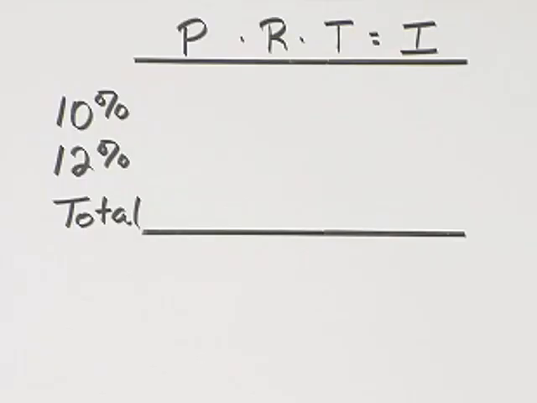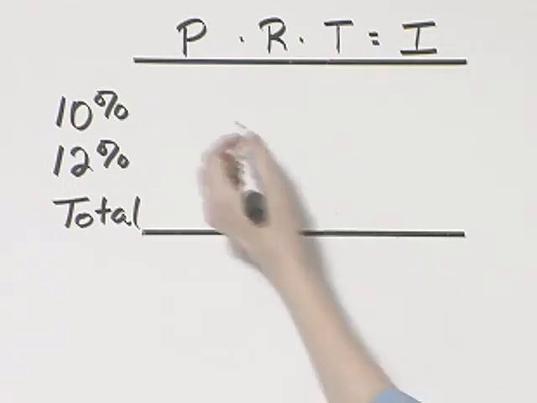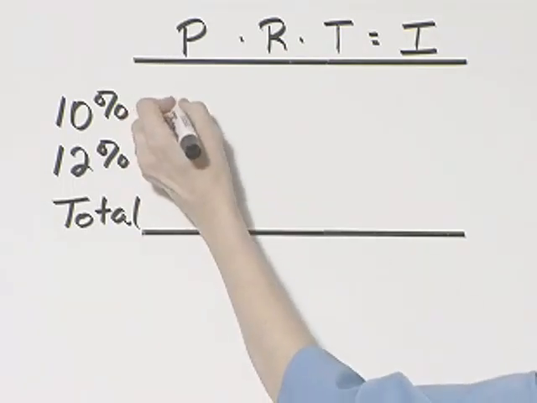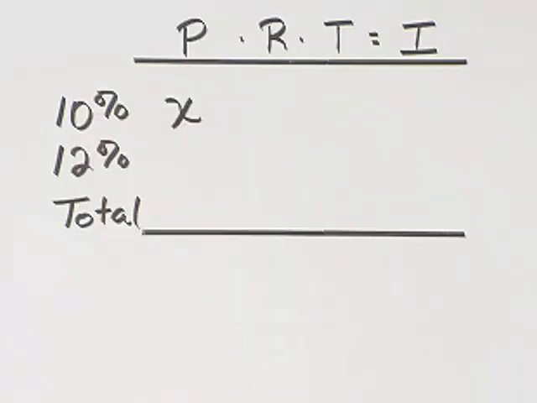Make sure you read and reread this problem. We will be setting up the problem, and I'll leave the check to you. We're looking for the amount at 10% and the amount at 12%. Let's let x be the amount invested at 10%.